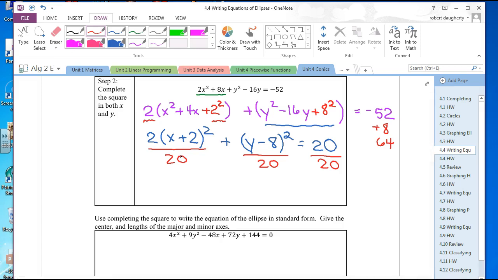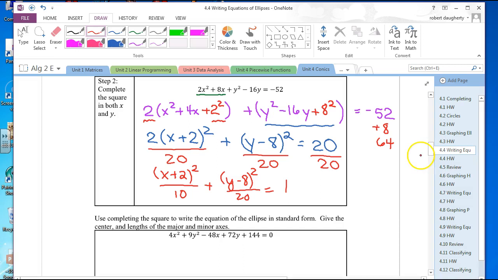And what is 2 over 20? It's 1 over 10. You can just say 20 divided by 2 is 10. So this is x plus 2 squared over 10 plus y minus 8 squared over 20 equals what? 1. There we are. Where is the center of this ellipse? Negative 2, 8. Is it vertical or horizontal? It's vertical, okay?